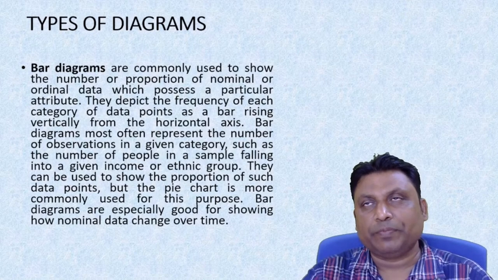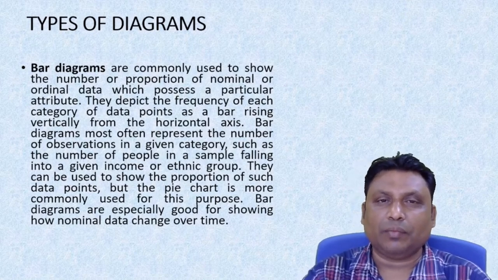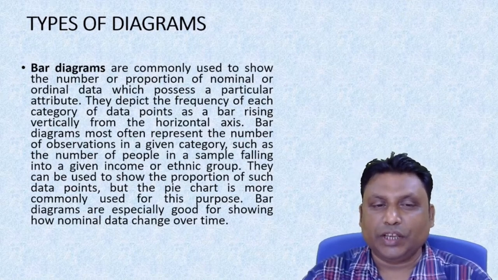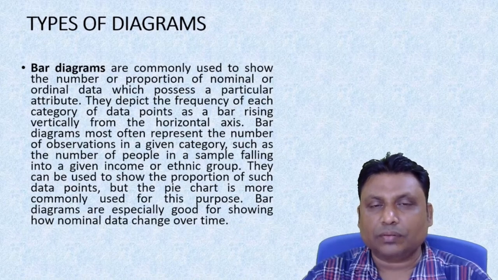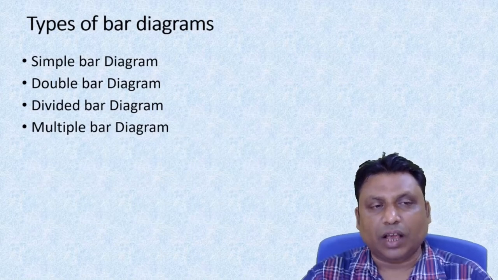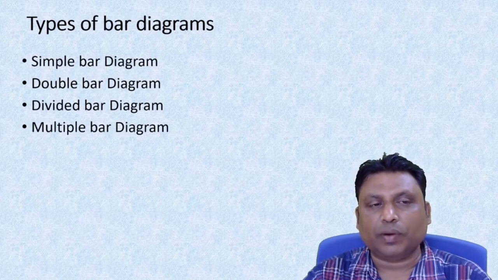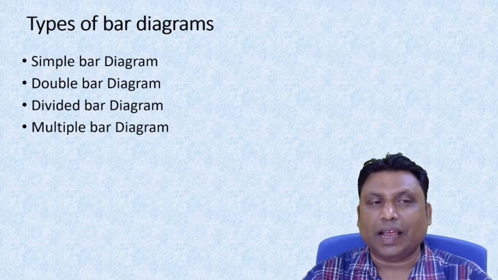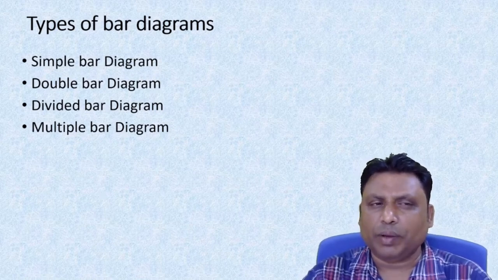So what happens when you are using the bar diagram? You have to take the proper data points and draw the bars vertically. For example, there are 4 types of bar diagram: simple bar diagram, double bar diagram, divided bar diagram, and multiple bar diagram. So how can you use these data sets to prepare the diagram? One by one we are discussing.